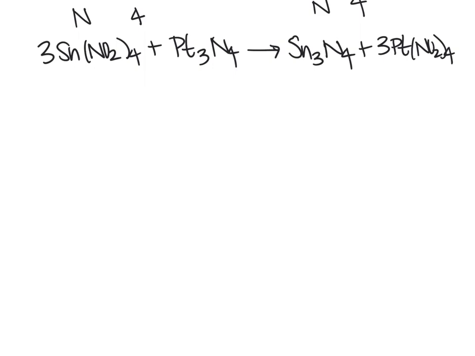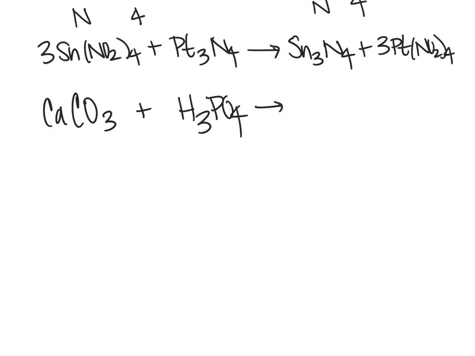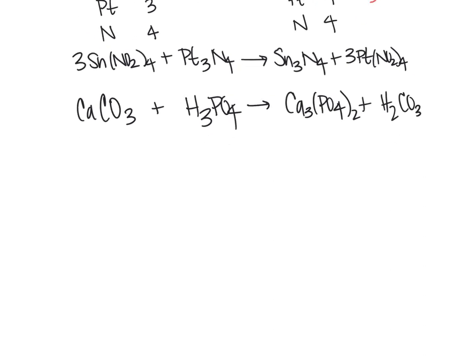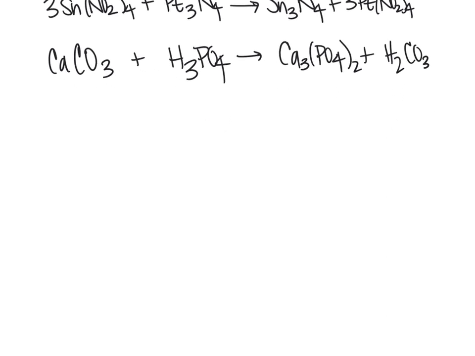So if we have calcium carbonate, that's the wrong element, plus H3PO4 gives you calcium phosphate plus H2CO3. So why don't you guys pause and predict this one?